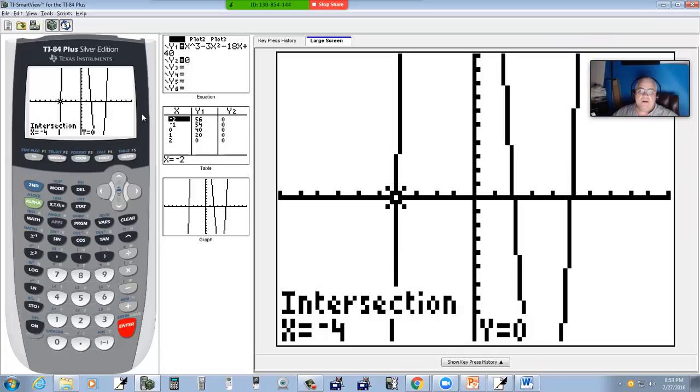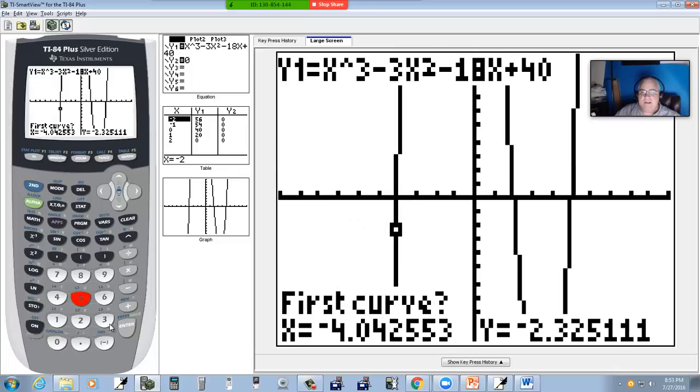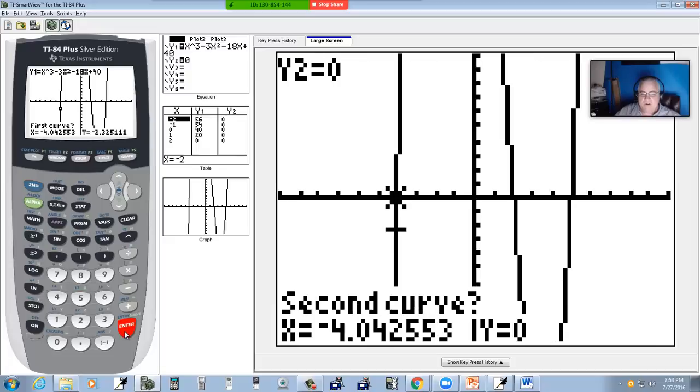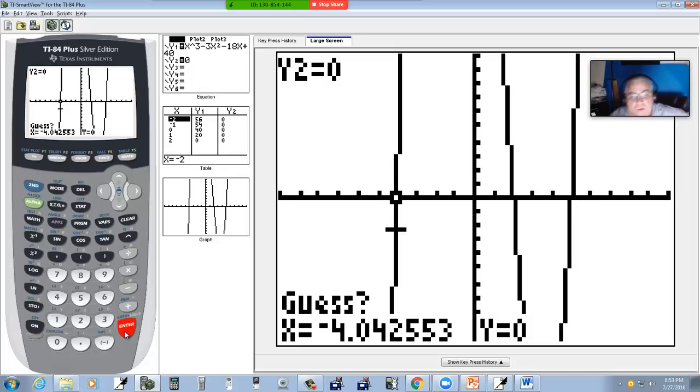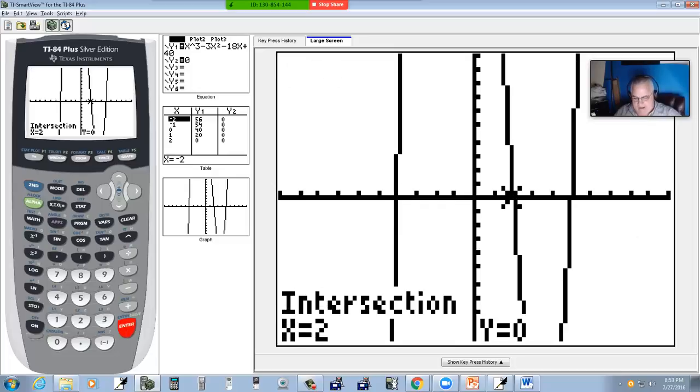Now our answer is wherever it crosses the x-axis. And I see it crosses in 2 other places, plus the fundamental theorem of algebra said I had to have 3 answers. So I want to go through the process again. So I'll do second trace, choose 5 for intersect. I'm going to find this next one that looks like 2. So I do enter on first curve, enter on second curve. Now for your guess, you don't have to input an answer close to where the answer is. You can actually input what you think the answer is. I think it's 2, so let me go ahead and put 2 in. So I'll do 2 and then enter. And it comes back and tells us, yes indeed, the intersection is x equals 2.